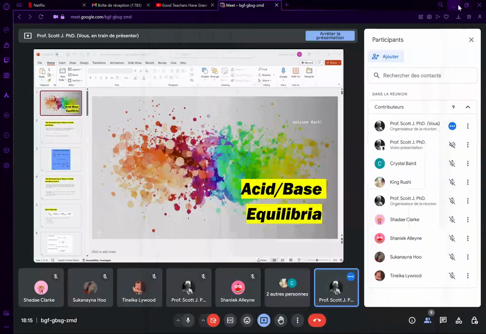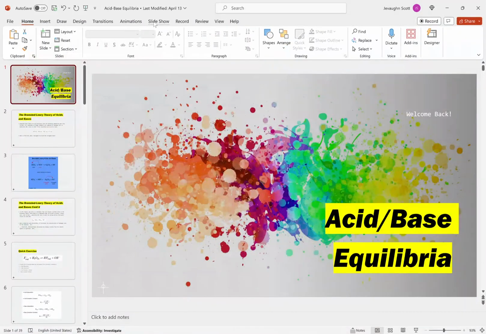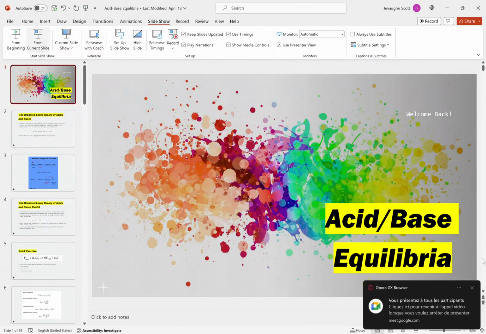Let us begin. Now, for acid-base equilibrium, right?